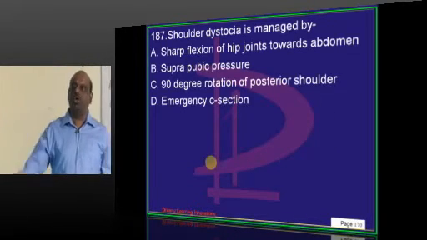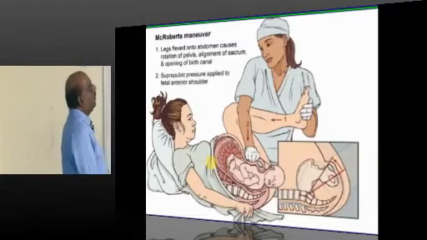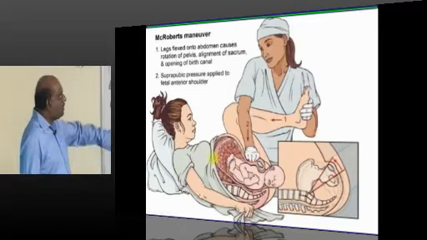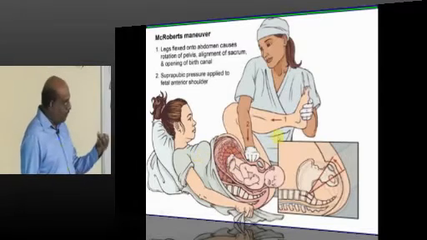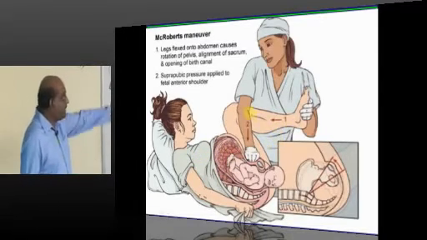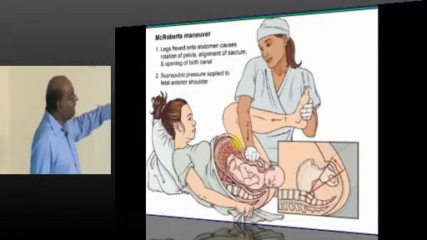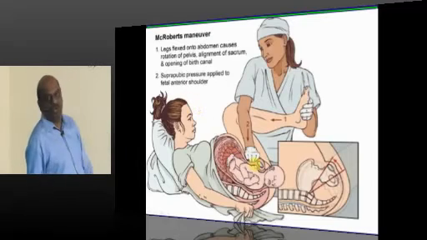How do you manage the shoulder dystocia while pulling out the baby? So you will flex the legs onto the abdomen, and that will cause the rotation of the pelvis. It aligns the sacrum and opens the birth canal. You apply a suprapubic pressure, right? And to the fetal anterior shoulder.